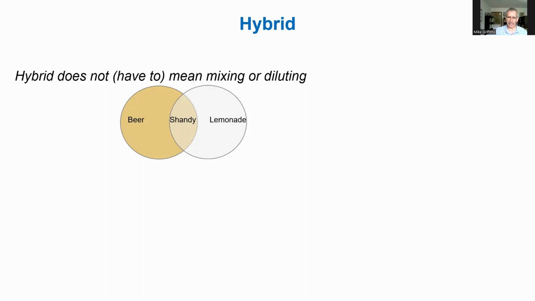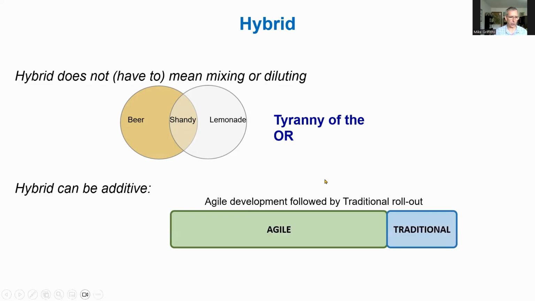But that really is a sort of tyranny of the or thinking around how to use a hybrid, I believe. Because hybrids can be additive, right? So we could use agile for our development that's maybe complex and changing requirements and a lot of uncertainty. And then we could use a traditional approach to roll that solution out to 5,000 users and perform training, right? So high rates of change early on. So let's use Agile for that part.